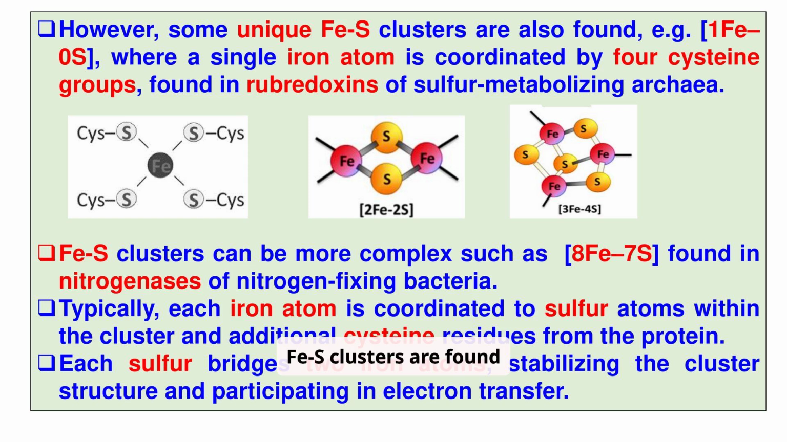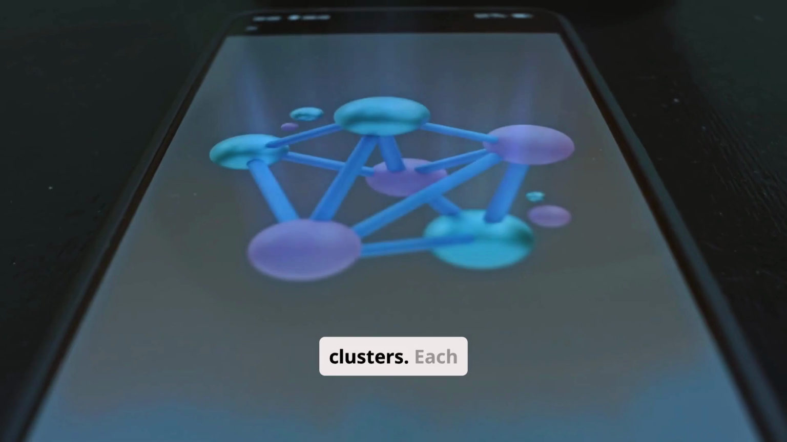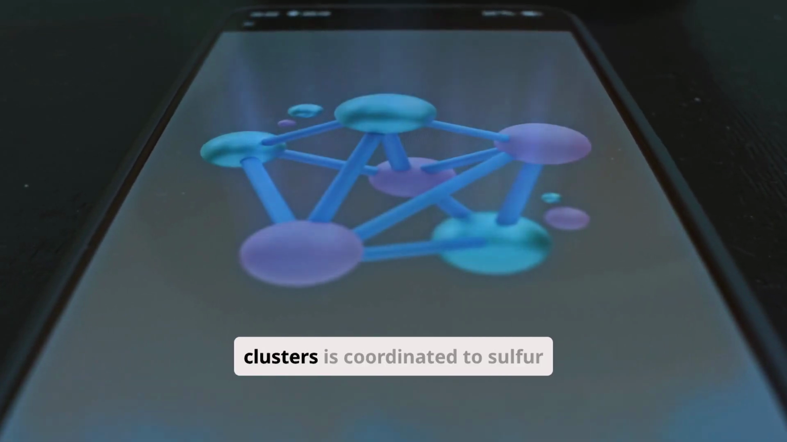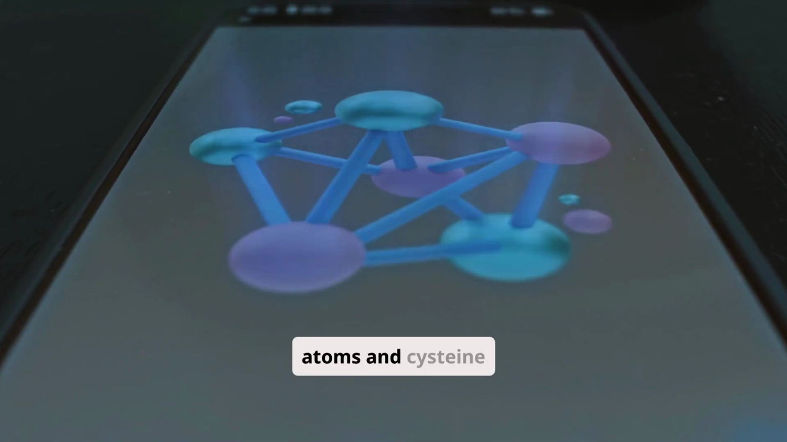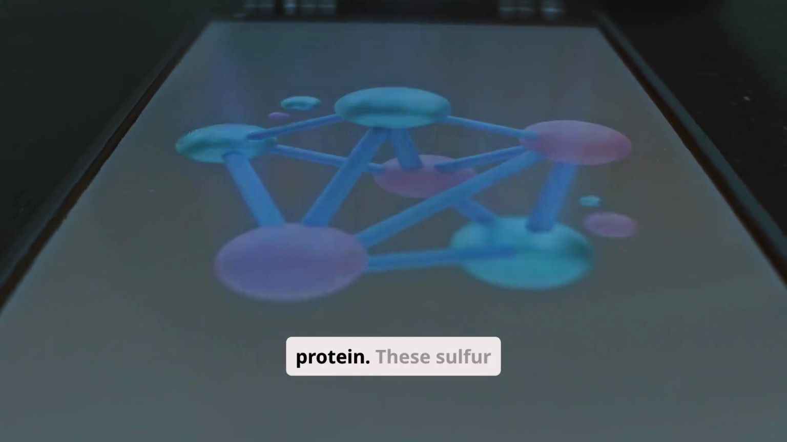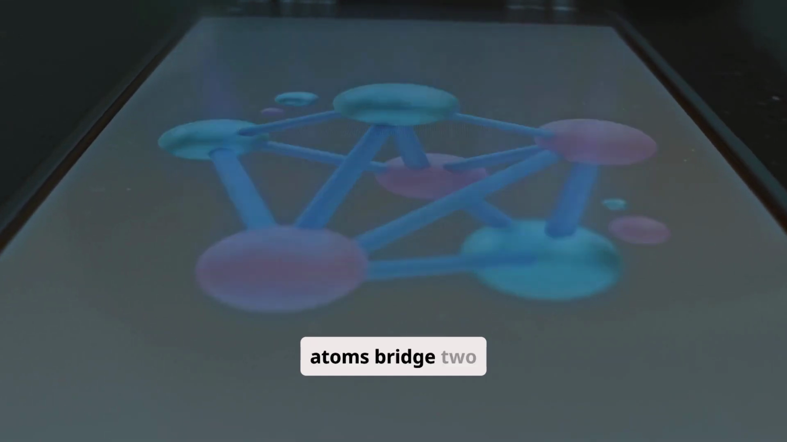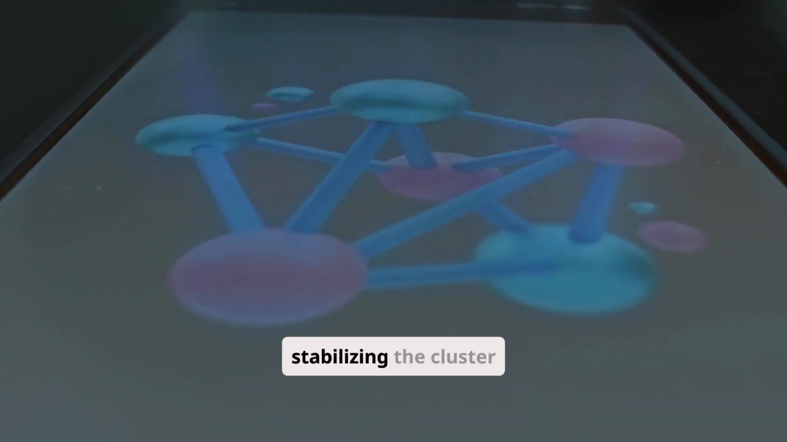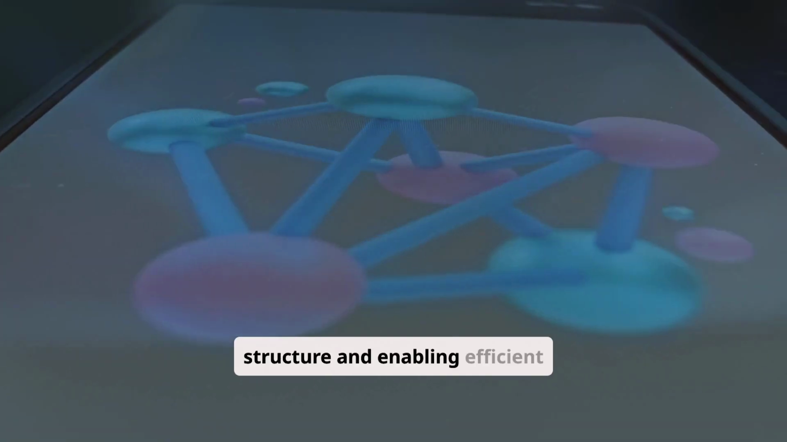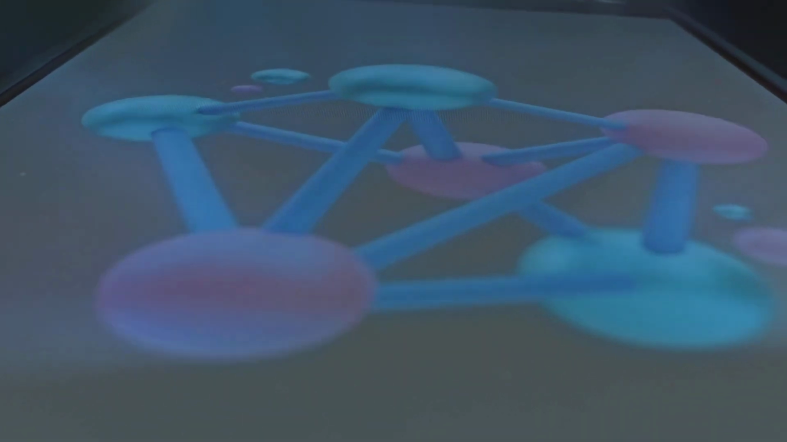Fe-S clusters are found in a variety of proteins, each with unique structures and functions. We'll be looking at different types, including 1Fe0S, 2Fe2S, 3Fe4S, and even 8Fe7S clusters. Each iron atom within these clusters is coordinated to sulfur atoms and cysteine residues from the protein. These sulfur atoms bridge two iron atoms, stabilizing the cluster structure and enabling efficient electron transfer.